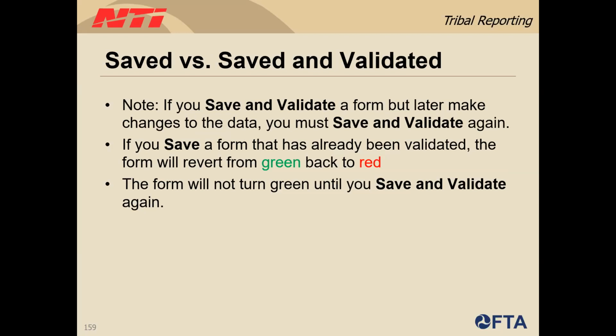Each report form has a regular save button, as well as a save and validate button. If you save and validate a form, the form will again appear as green on the summary table. However, if you make changes to the form afterwards, you must save and validate the form again. If you make changes to a form that has already been validated and you hit the normal save button, the form will revert back to red and it will not turn green until you save and validate it again.